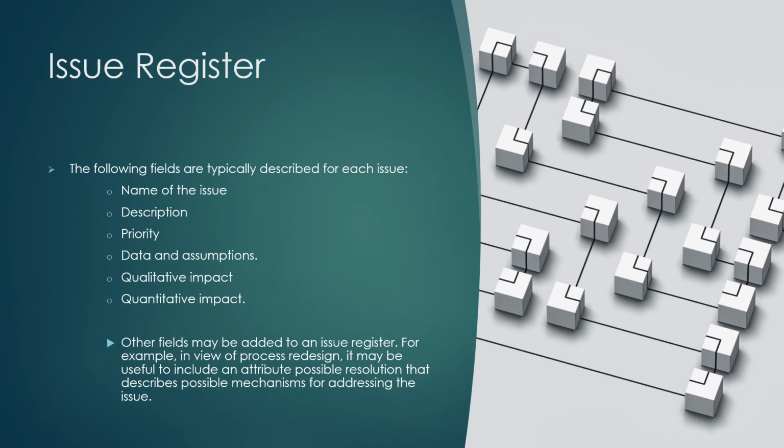And other fields may be added to an issue register. For example, in view of process design, it may be useful to include an attribute, possible resolution, that describes possible mechanisms for addressing the issue.